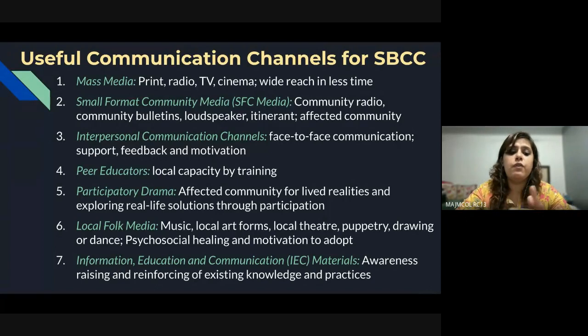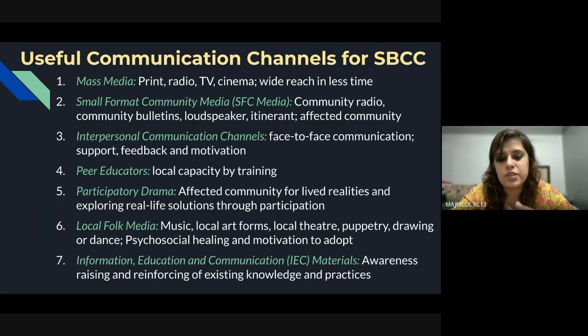Then there is use of local folk media, wherein music, local art forms, local theaters, puppetry. So again, community-based, localized media channels that can be used to communicate issues, to communicate problems, which might also be psychological in nature, which can also heal, or which can disseminate information to bring about solutions as well. So again, when I talk about issues such as gender bias or women being harassed, local folk media can also be used.